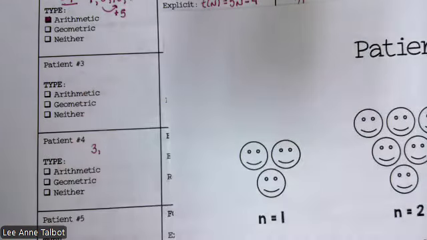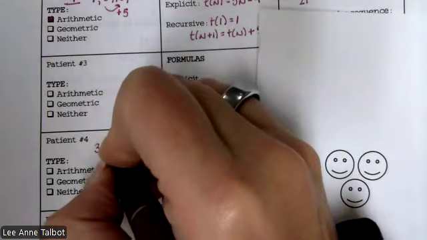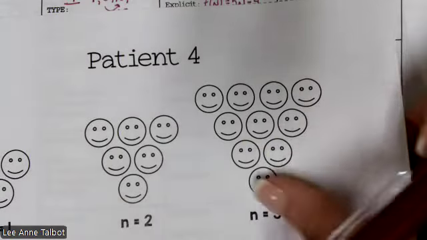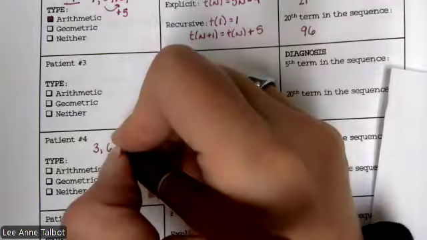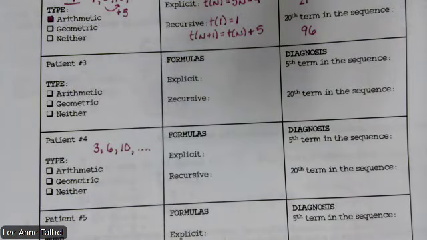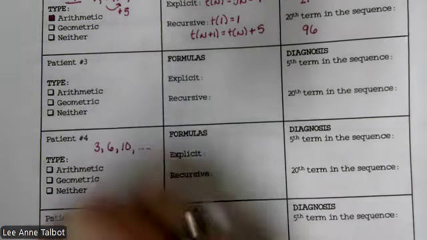Okay, so this is my kind of sequence right here. So 3, 6, that's a bowling pin set, 10. And I think to myself, man, it's not adding 3 each time, and it's not multiplying by 2 each time. So it's neither.